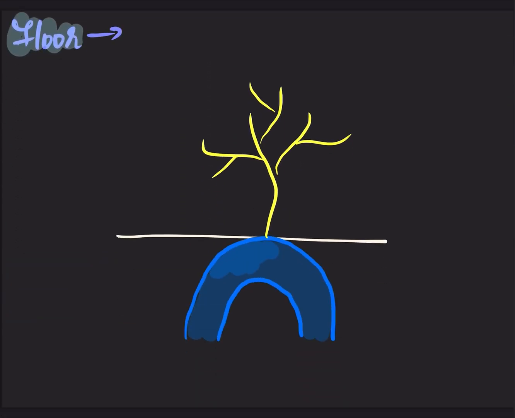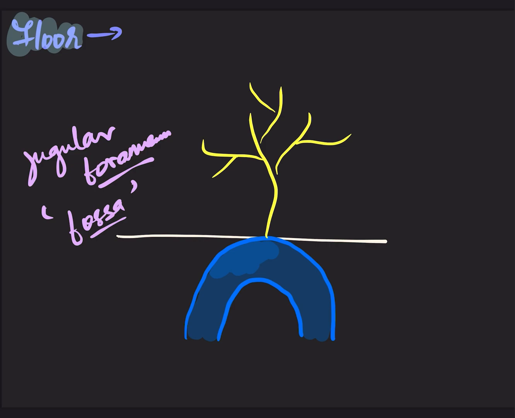Okay, now coming to the floor. The floor is mainly formed by the jugular fossa. Actually, to say it properly, it is a jugular fossa on the undersurface of the petrous part of the temporal bone, and here it is related to the superior bulb of the internal jugular vein.